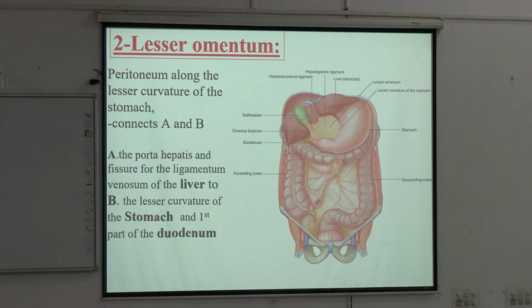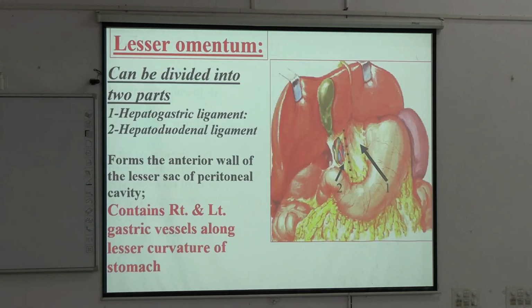When you clip this, don't damage the blood vessel which is present in here, which is going to supply the stomach, or else you will be in deep trouble. So, we have to save the blood vessels which are present in this lesser omentum. We call them the right and left gastric vessels along the lesser curvature of the stomach.